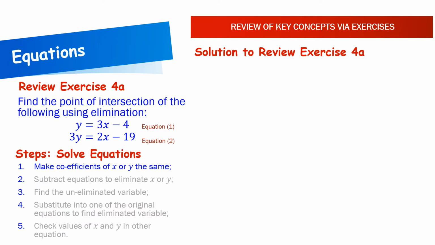So let's solve review exercise 4a. We are required to find the point of intersection of the following equations using elimination. y equals 3x minus 4 and 3y equals 2x minus 19. So remember that we are either required to make the coefficients of x the same or the coefficients of y the same. So we will proceed to make the coefficients of y the same.